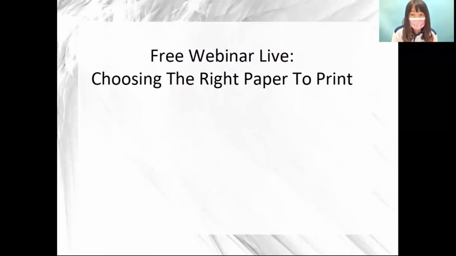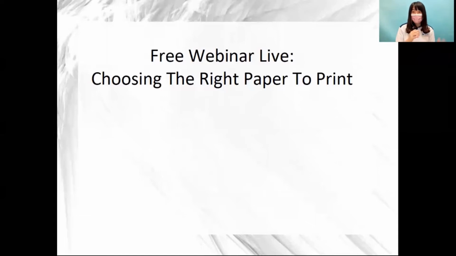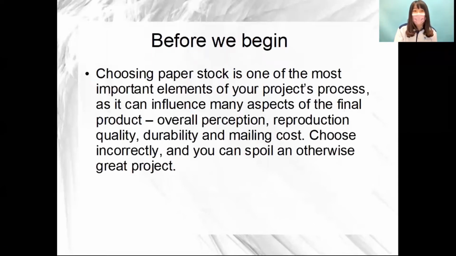And today we would like to share with you how to choose the right paper. Before our webinar starts, I would like you to understand why choosing the right paper is so important. Choosing the right paper is an important element of your project process, because it could affect the overall perception. For example, if you print on an uncoated or coated surface, the printing outcome will be totally different, so the overview of the product is different.